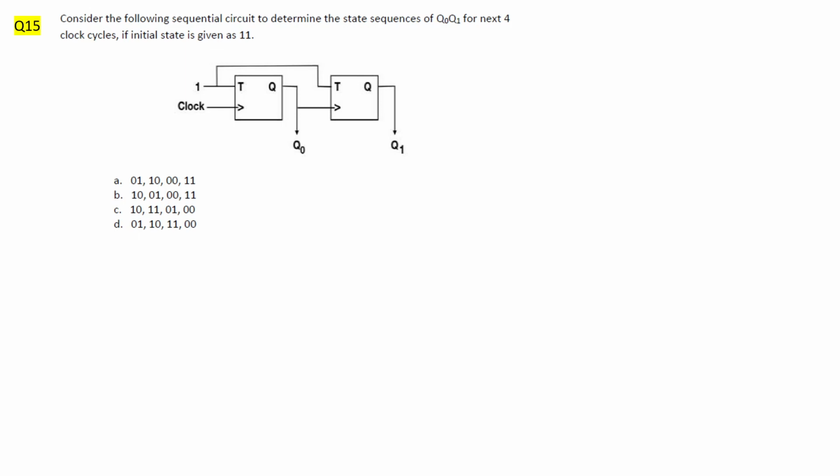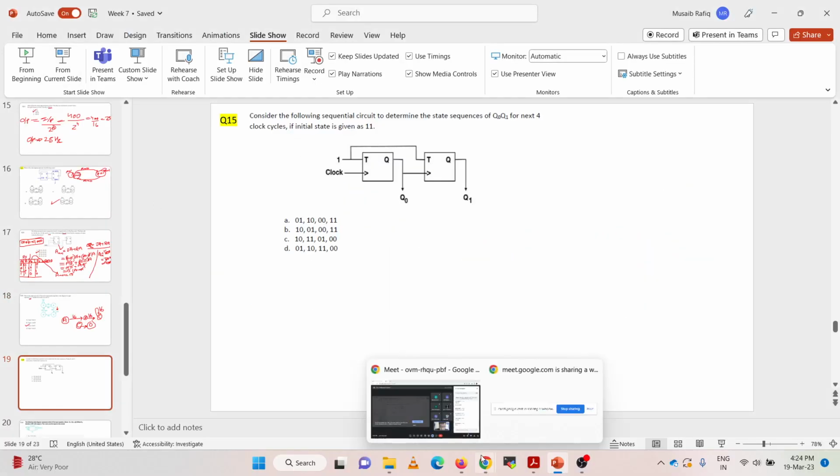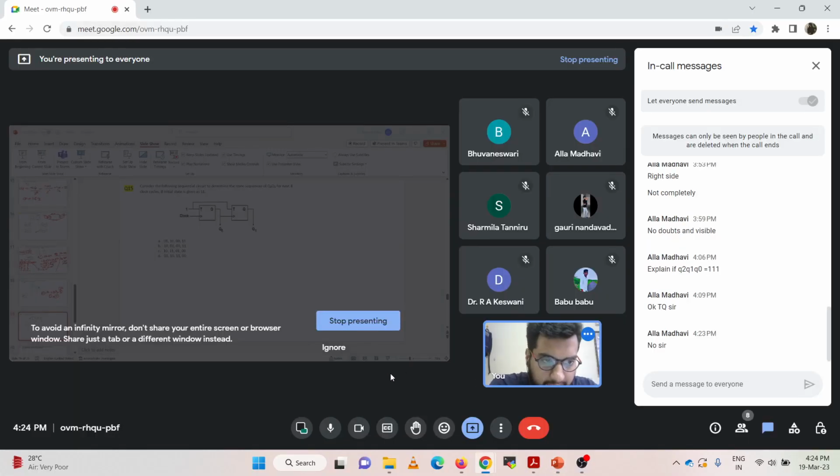Consider the following sequential circuit to determine the state sequences of Q0 Q1 for the next 4 clock cycles if the initial state is given as 1 1. So the initial state is given as 1 1, and you need to find out the states for the next 4 clock cycles. It will be done in a couple of minutes. After that I'll show you the solution. You guys first do it. So please do it.